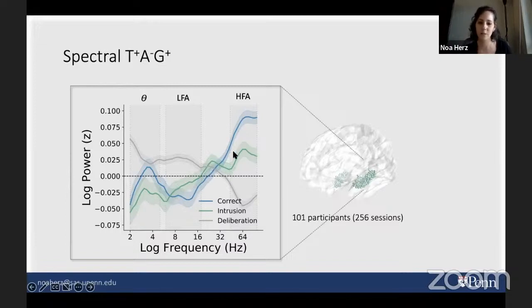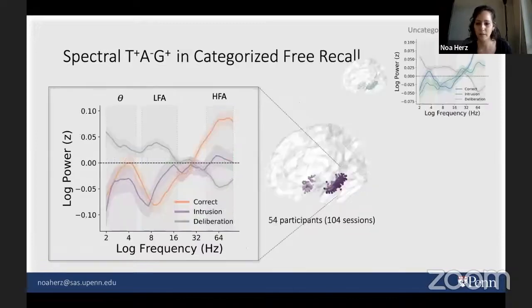This data was collected on 101 participants with hippocampal coverage. We were then able to replicate this effect in a different data set, this time of items that are semantically categorized, but again showing a very similar neural pattern of correct recalls in comparison to intrusions. So that was great. That means that we can see this consistent pattern that is reliable and generalizable across participants and study conditions.